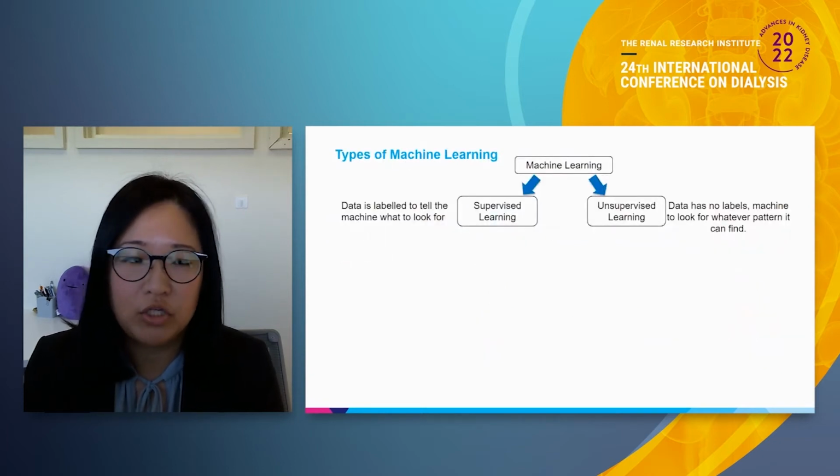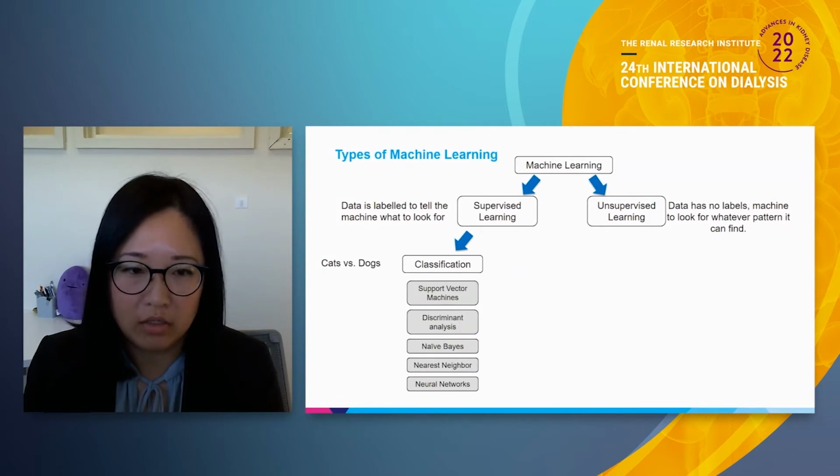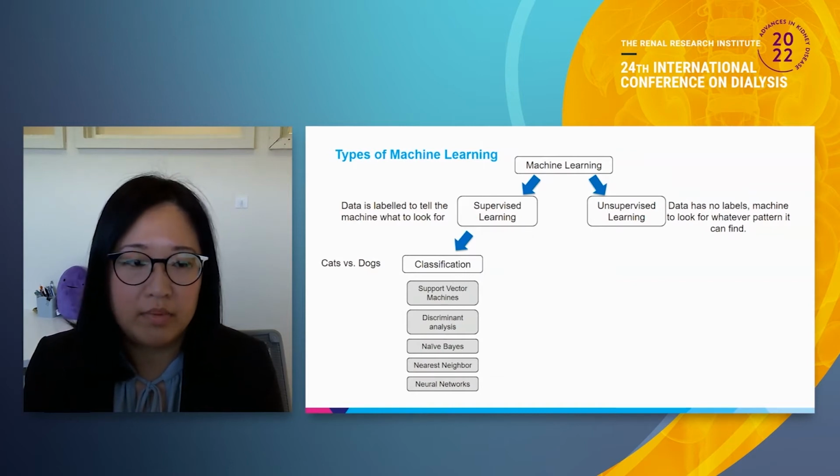So machine learning can generally be classified into two buckets. There's supervised learning and unsupervised learning. In supervised learning, data is labeled to tell the machine what to look for. This is often used for classification. So for example, you'll have pictures of cats and dogs, and you're training the model on pictures of cats and dogs, and then you'll give it a new set of pictures and ask the model to classify these pictures into cats and dogs. So here in the bottom are the different types of algorithms that can potentially be used for classification purposes.